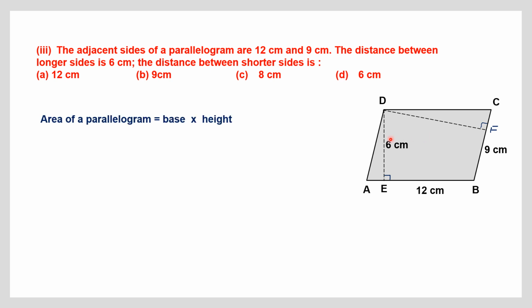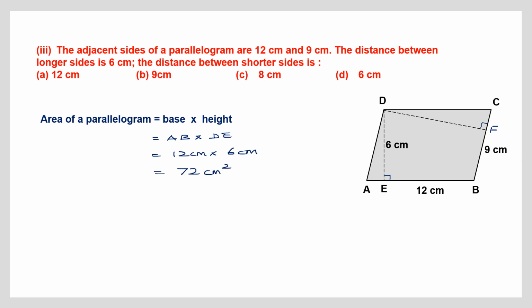So let's begin by saying area of the parallelogram is base into height. So here we can find the area first of this parallelogram with the base as AB and the height as DE. So once we find the area, we can use that same thing to find DF. That means base is 12 centimeters and DE, the height, is 6 centimeters. So 12 sixes are 72. So this is 72 centimeters square.